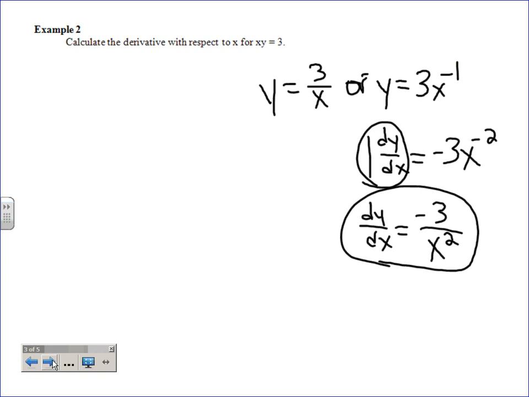Yeah, we got time. Let's do it the other way. Here we go. We're going to do it the other way. I'm going to show you that they come out to be the same thing.